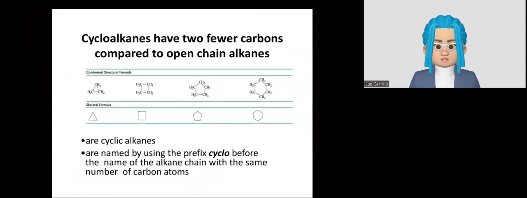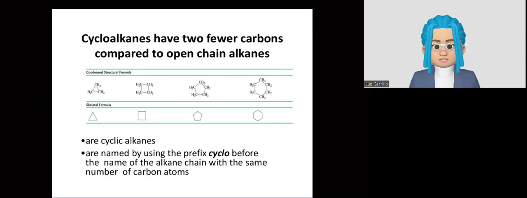Alkanes are not only straight chained. Alkanes can be cyclic, and they are known as cycloalkanes. These molecules have 2 fewer carbons compared to the open chain alkanes that we have explored already in this chapter.